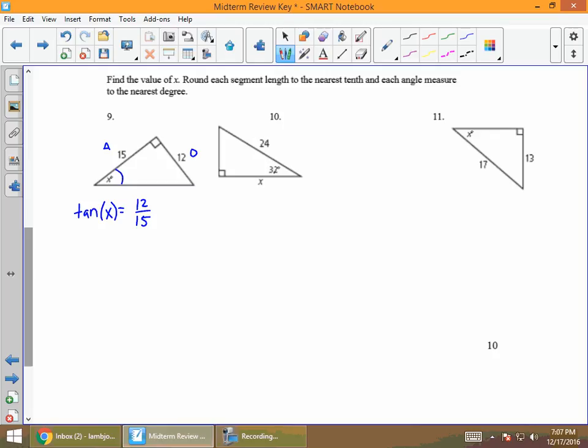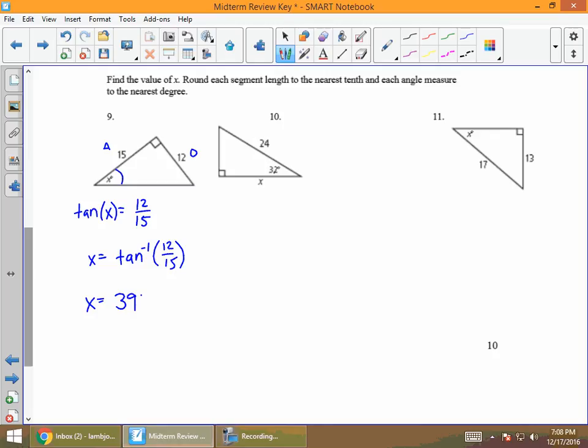In order to get rid of the tangent, I have to use tangent with the -1, called the inverse tangent, or the arctangent of 12 over 15. And that is going right into my calculator. I will hit second tangent, 12 divided by 15, and that is 38.65. It wants me to round to the nearest whole degree, so 38.6 rounds up to 39 degrees.